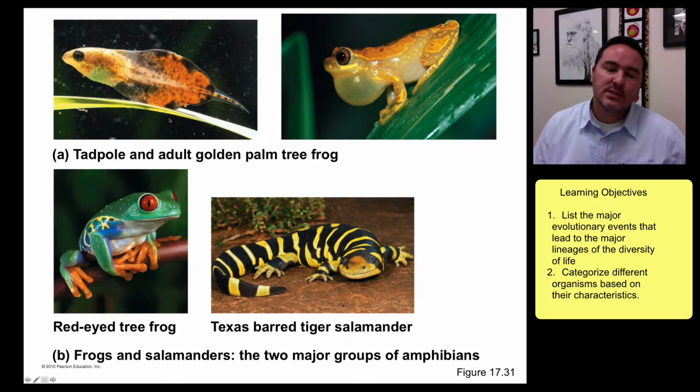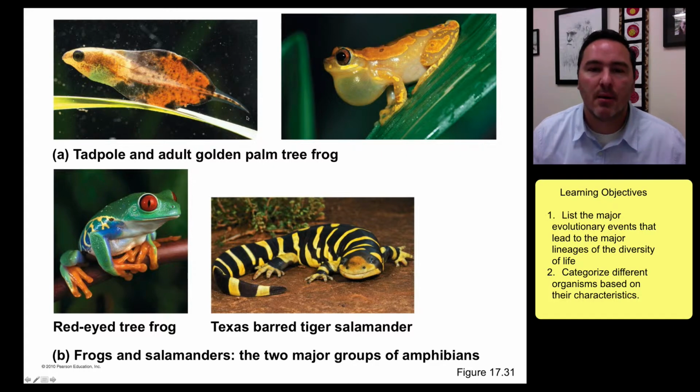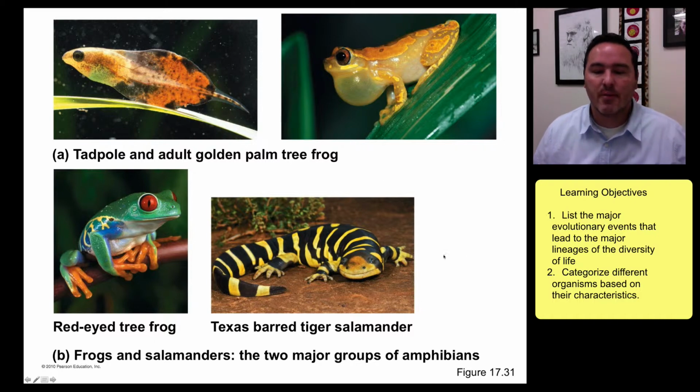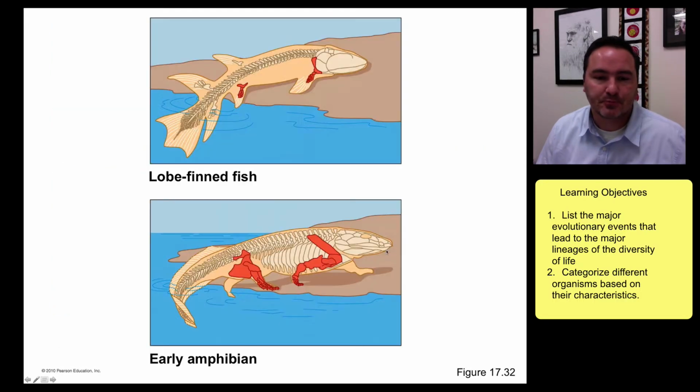Then you get organisms that start to live part of their life in the water and part of their life outside of the water, the amphibians. And these organisms go through a drastic metamorphosis. So you go from a tadpole to an adult frog, or from a newt to a salamander.